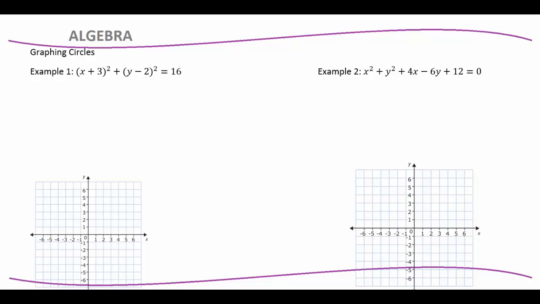Today we're going to talk about graphing circles. We're going to start off with example 1, which is (x + 3)² + (y − 2)² = 16. Now you notice this is in standard form of a circle.